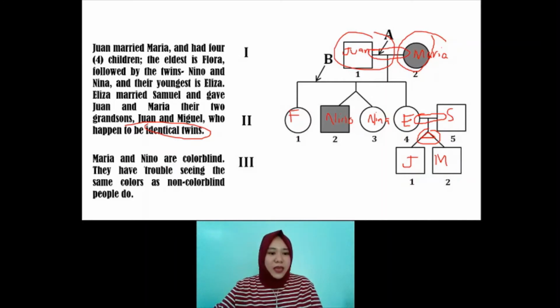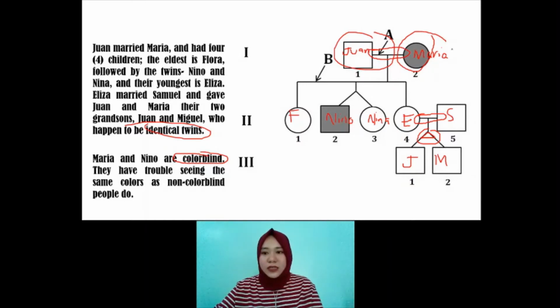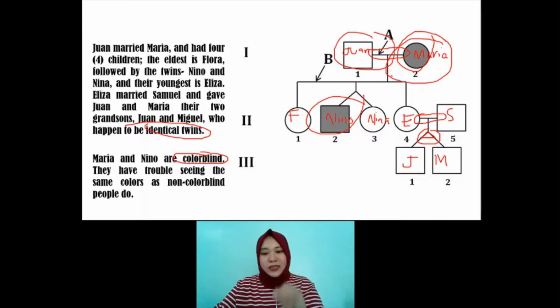And then Maria and Nino rather are colorblind. Okay? So pasabot ana, they have a trouble seeing colors the way normal people do. Now, if you could notice, si Maria and si Nino are represented by shapes that are shaded. Okay, you can see if you compare from the others. So pasabot anang guys, when you see a symbol that is shaded in a pedigree chart, they are affected individuals. Okay, so if it's unshaded, it means they are unaffected or they are normal individuals.